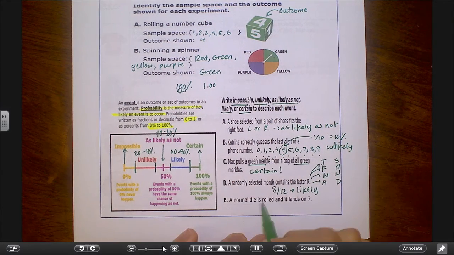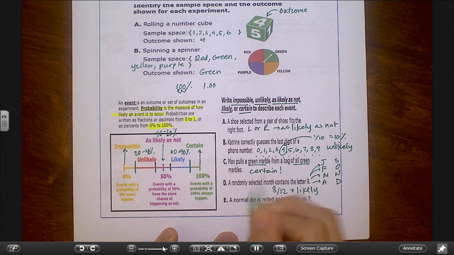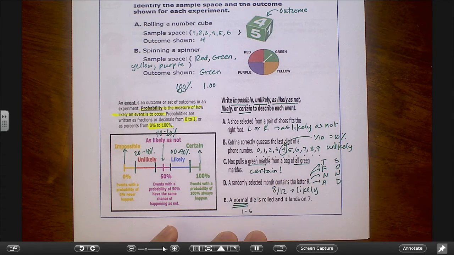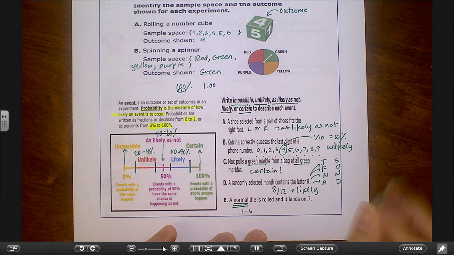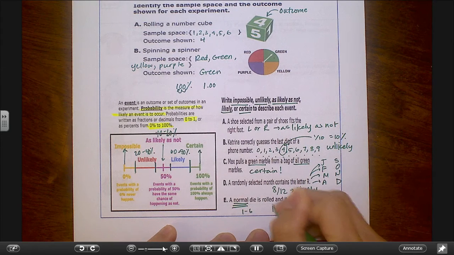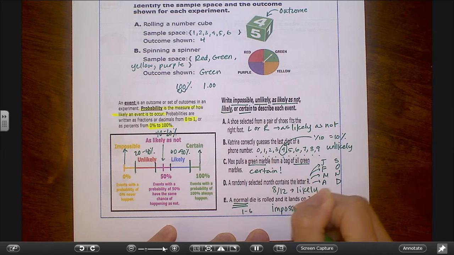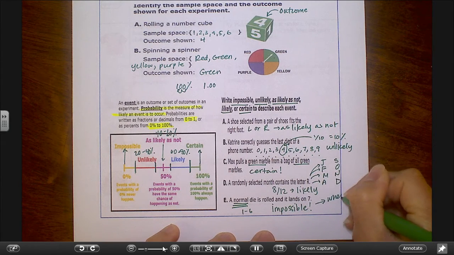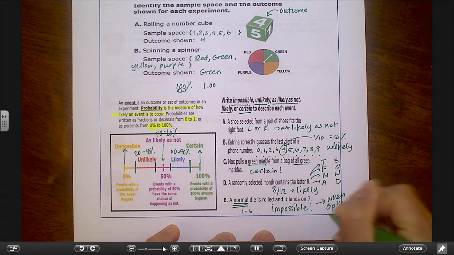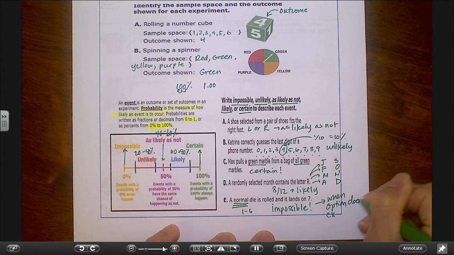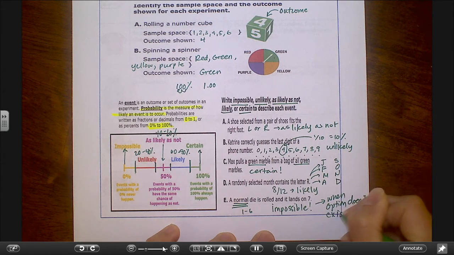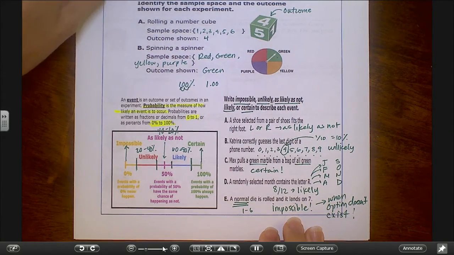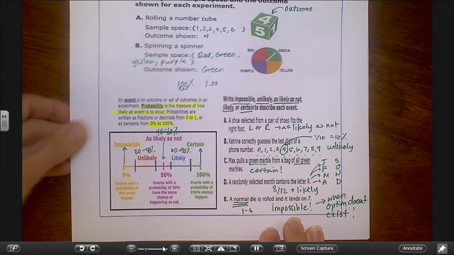A normal die is rolled and lands on a 7. This is important because a normal die would suggest numbers 1 through 6, right? So a normal die rolling and landing on a 7, that's impossible. So just so you know, it's impossible when the option doesn't exist. We need to put doesn't there. Doesn't exist. Okay, so there you go. That's your unlikely, likely, as likely as not, certain and impossible.